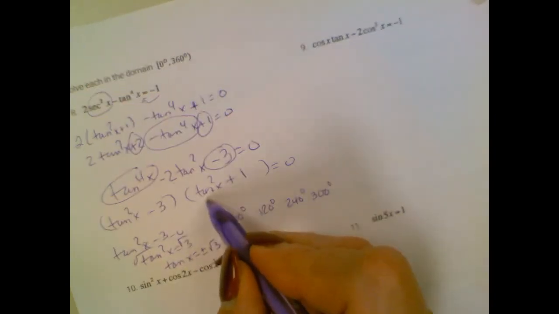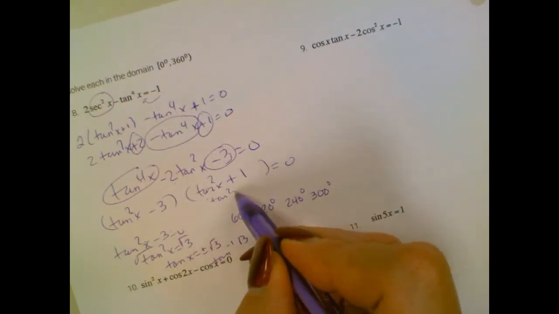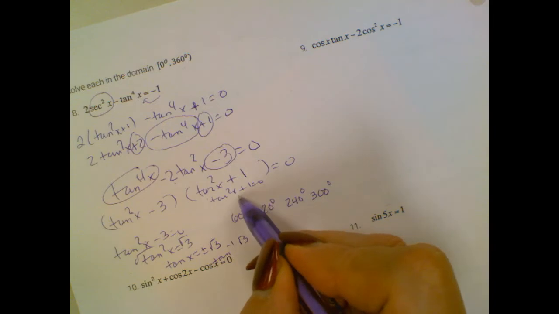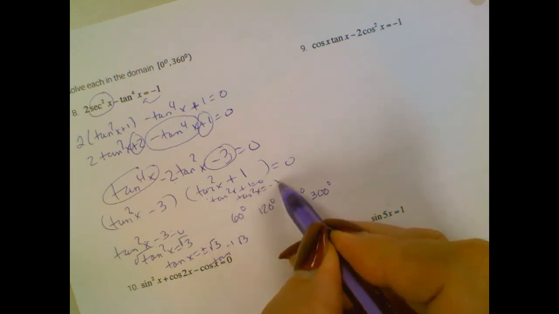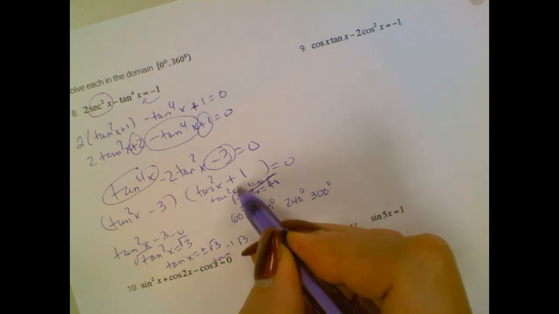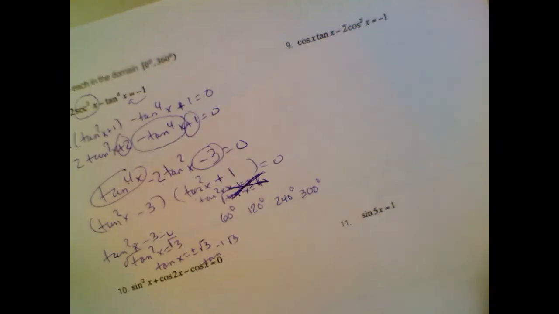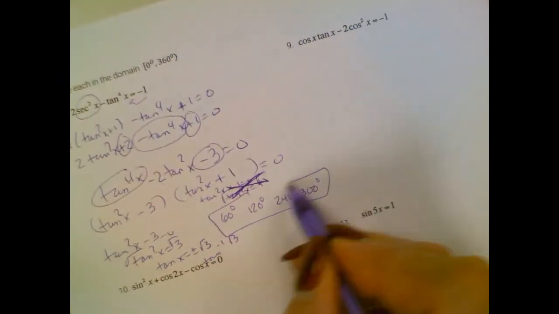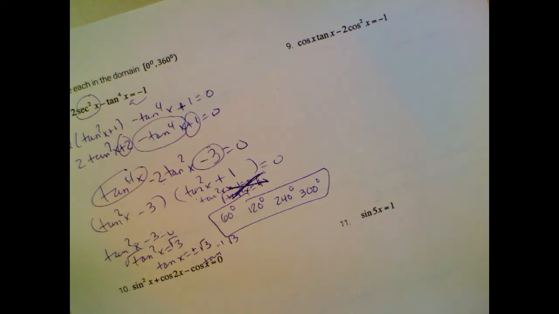Then this next one, if you take this one and set it equal to 0, you get tan squared x equals negative 1. But you can't take the square root of a negative 1. So there's no answer on this part. So you have 4 answers. This was on your group quiz.